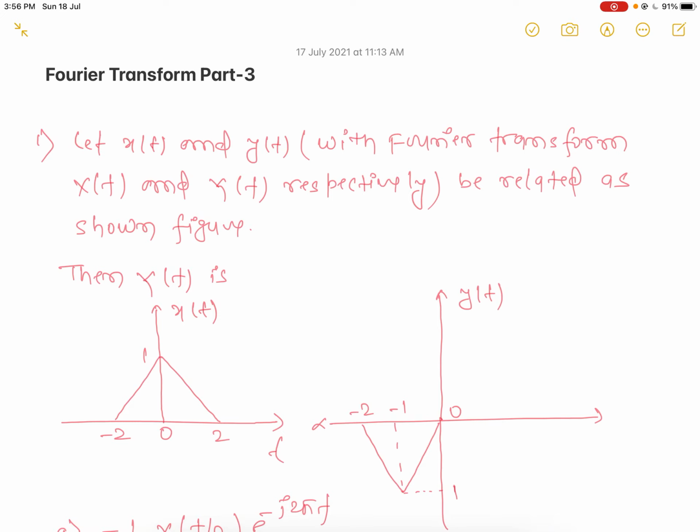In this video, I will discuss Fourier transform questions which were asked in GATE 2004 to GATE 2009. Now let's start.